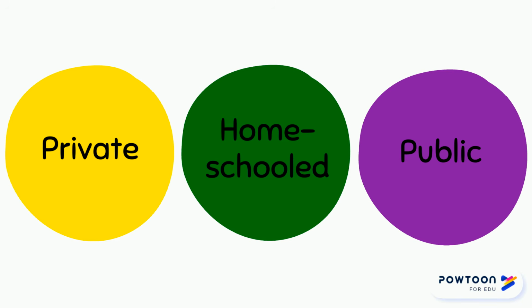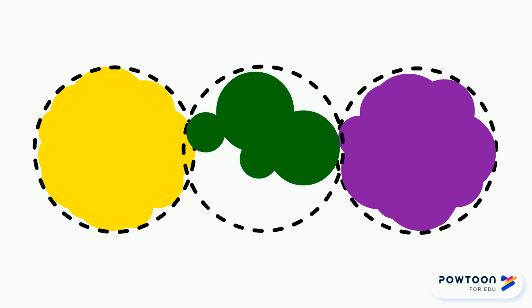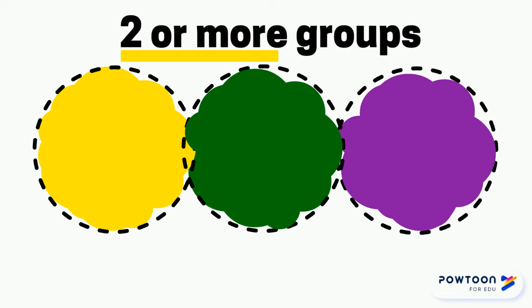For example, the post-hoc will test if a significant difference exists between private and public school students, public and homeschooled, and private and homeschooled. Remember, performing an ANOVA is best practice when you have two or more groups of data, rather than running individual t-tests for each group comparison right away.